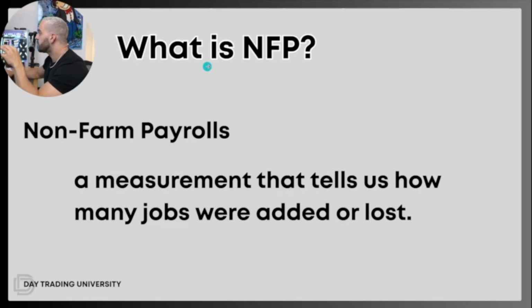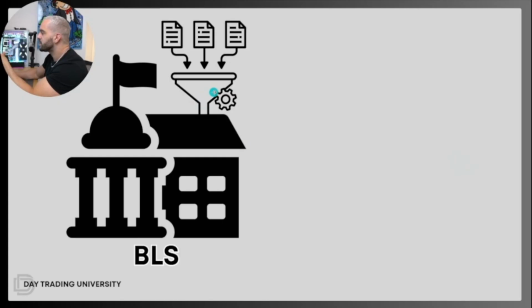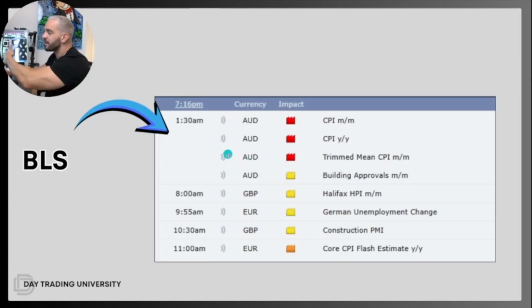So NFP stands for non-farm payrolls. And non-farm payrolls is just a measurement that tells us how many jobs were added or lost since last month. There's this big department in the US called the BLS, and it stands for the Bureau of Labor Statistics. And their job is basically just to collect data and then publish that data. They publish the data to things like this.